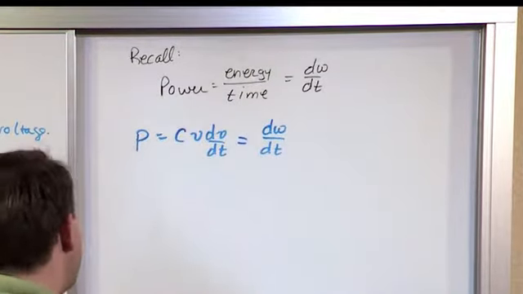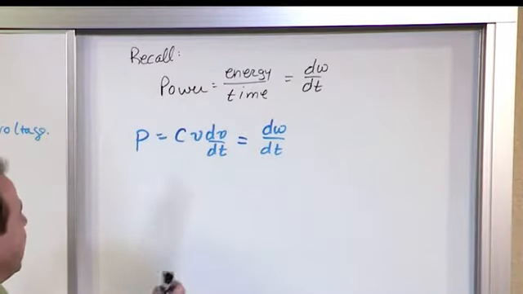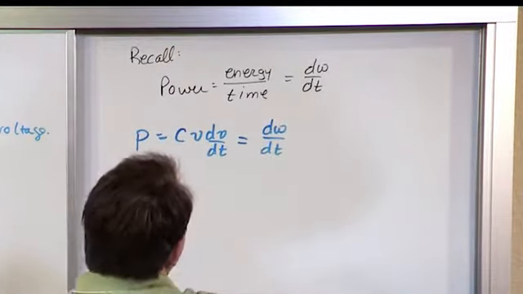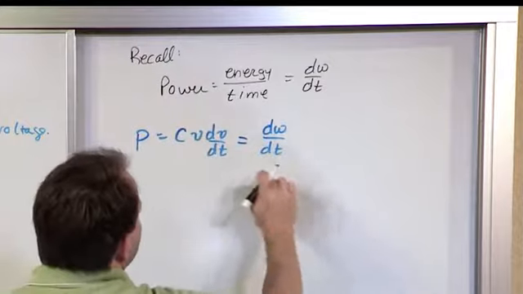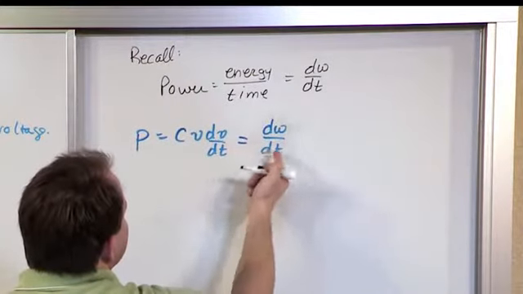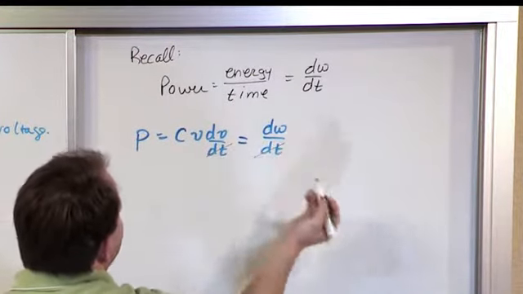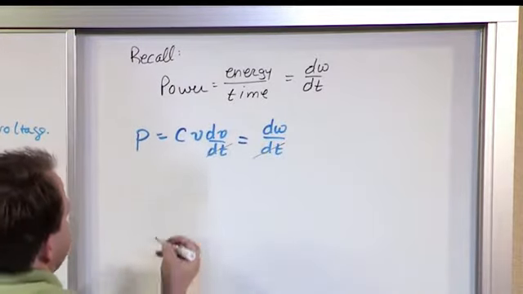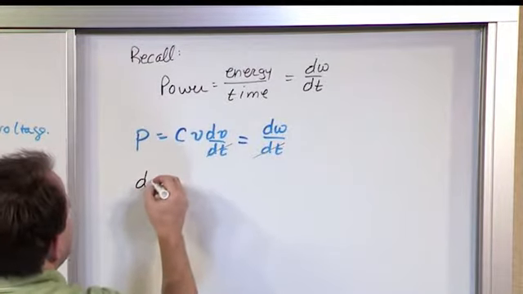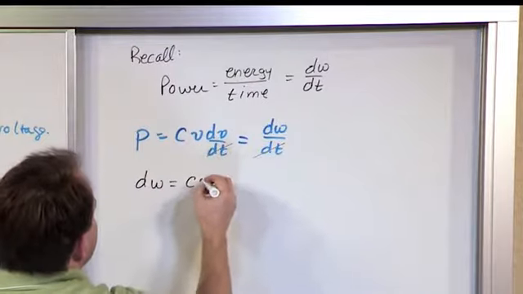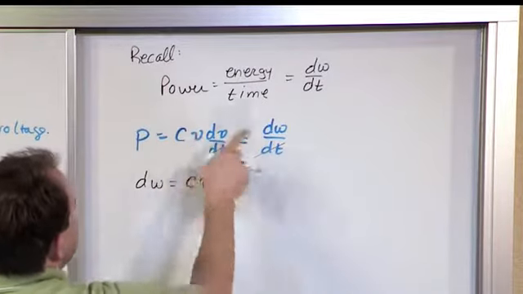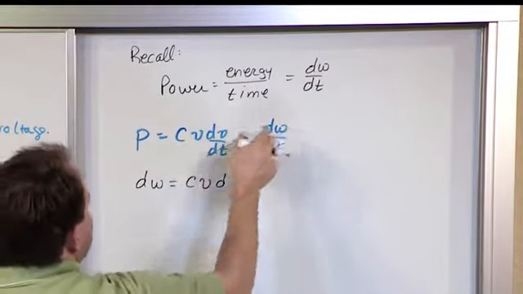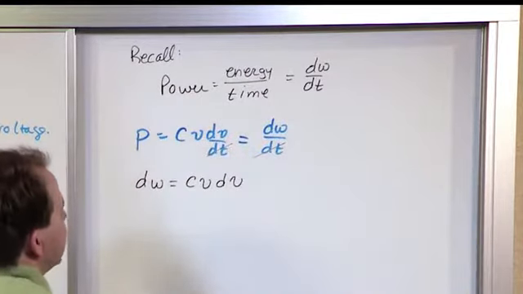And what we're trying to find now is how much energy is stored in this capacitor. So we want to find what W is. So really we're trying to solve these two things. We've got a dt on the bottom in both cases, so they kind of cancel out. I can multiply both sides by dt. So what I'm going to get is dW is equal to C times V times dV. Notice that's what I've got. On the one side I've got dW, on the other side CV dV.